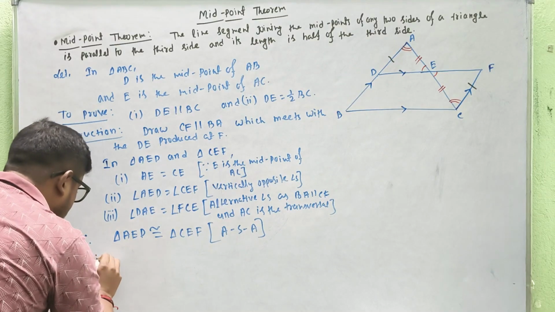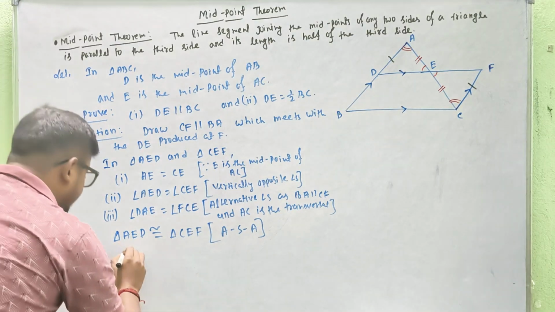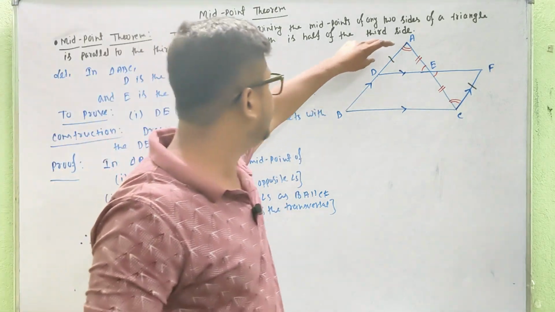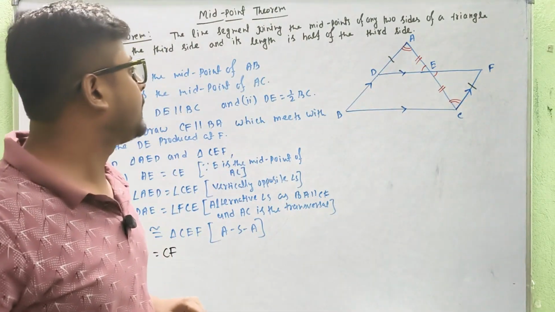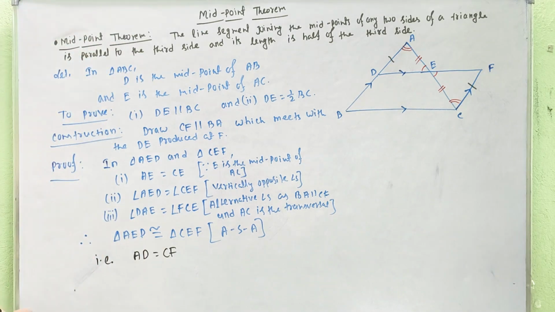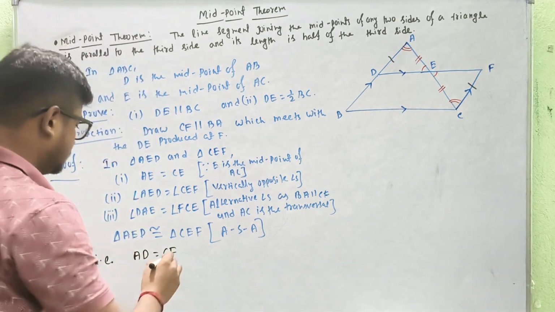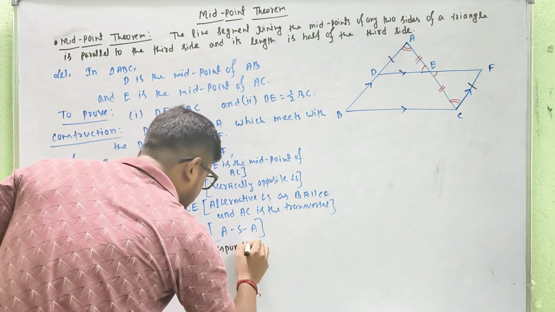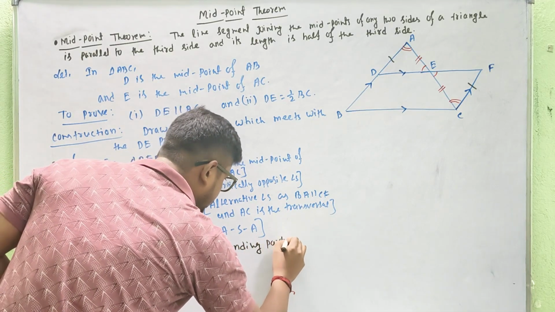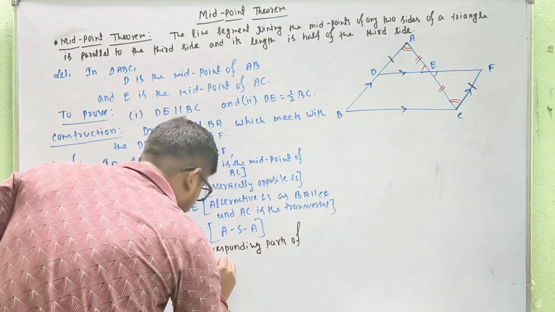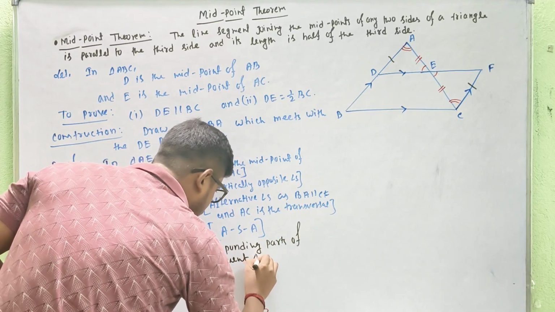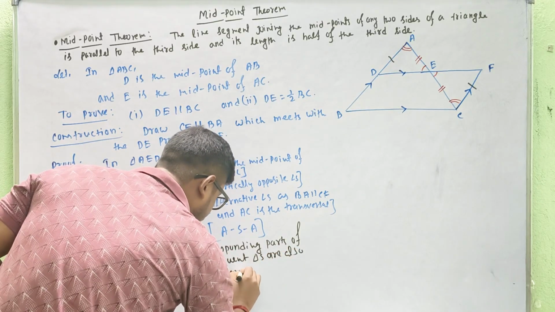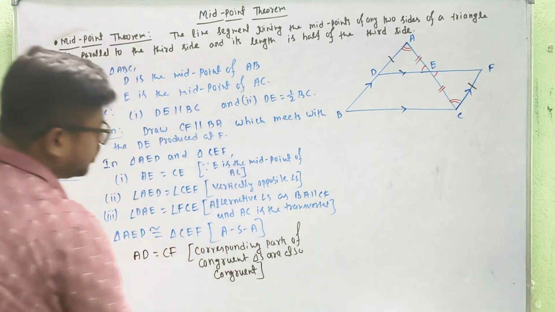That is, AD equal to CF. Okay, AD equal to CF. Corresponding parts of congruent triangles are also congruent.